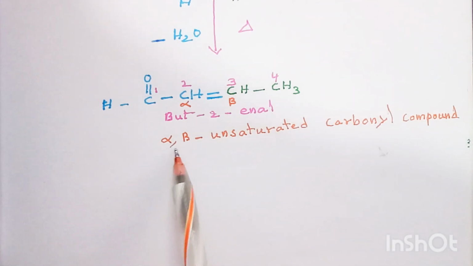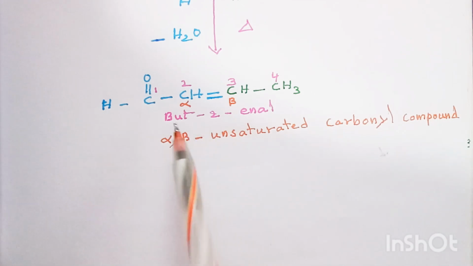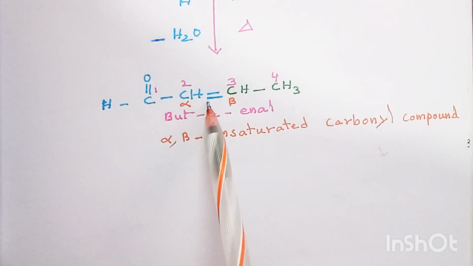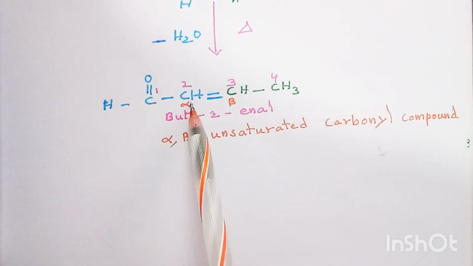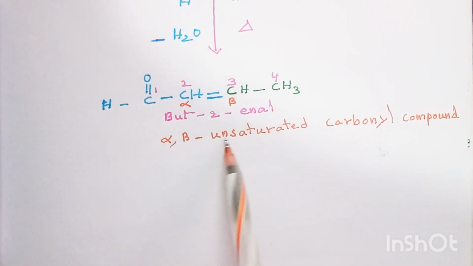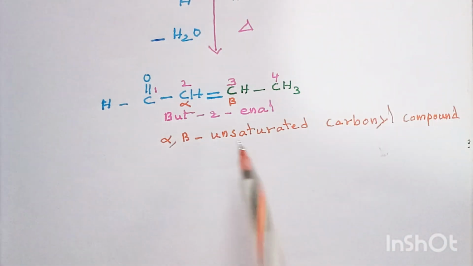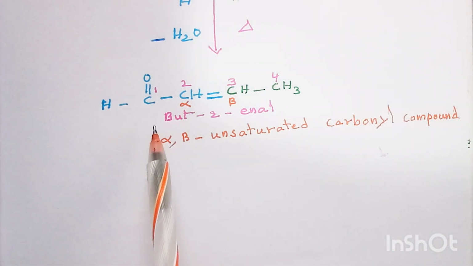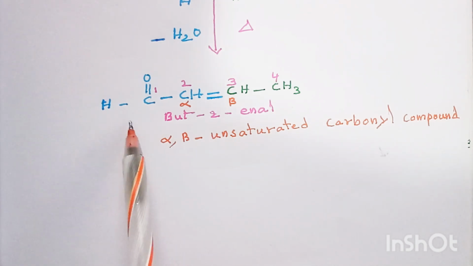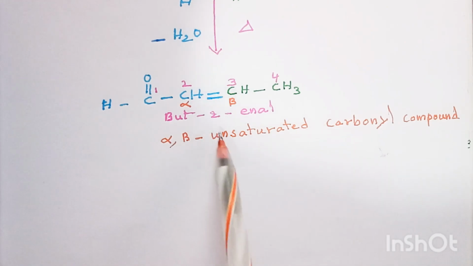This is also called an alpha beta unsaturated carbonyl compound because the double bond is present between the alpha carbon and the beta carbon. So this is an alpha beta unsaturated carbonyl compound. This is the aldol condensation product of acetaldehyde.